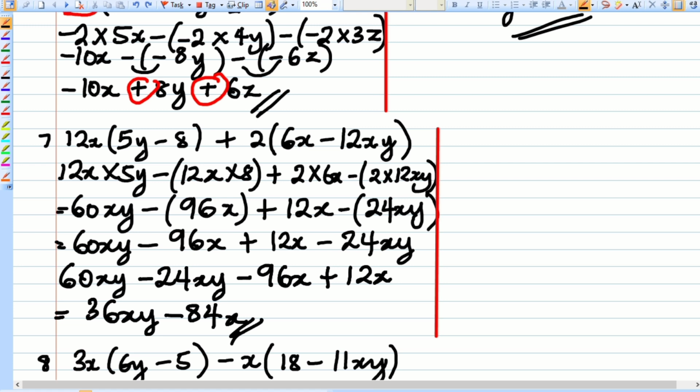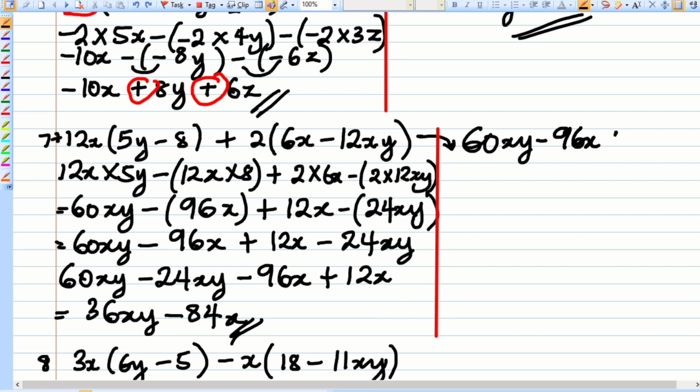So let's try and do this quickly without going this route. So we're going to solve again here. Directly now, 12 times 5 is what? 60. X times y is xy. All right. So remember, there is a positive sign before 12. So plus times this negative is what? Negative, right? So we have minus 12 times 8 is 96. So we have 96x.